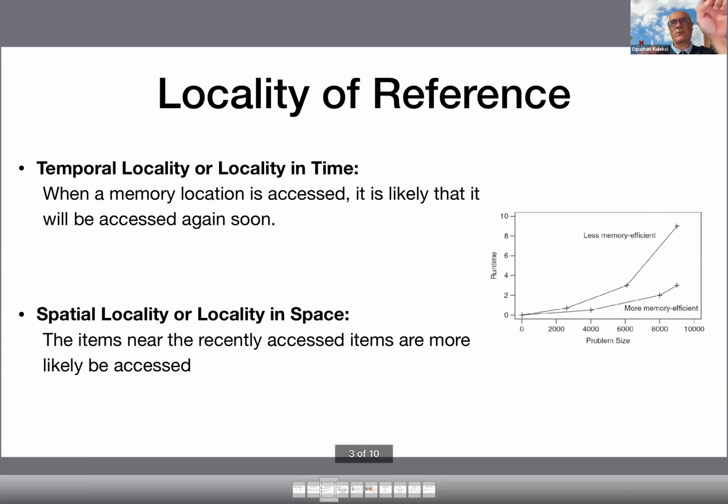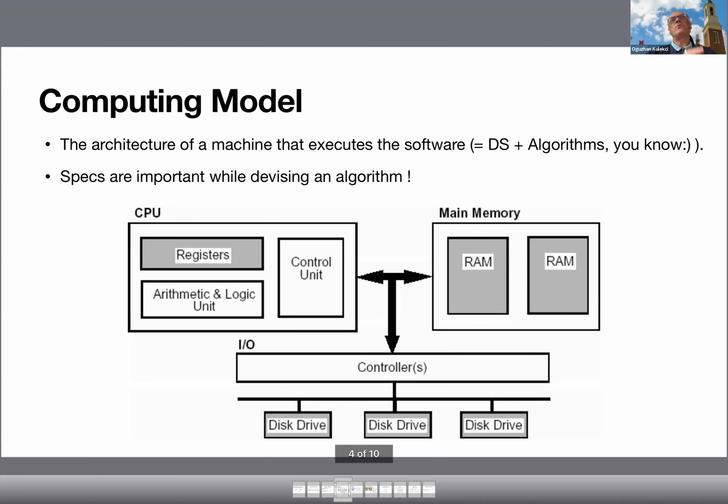If you are accessing a position, you will be accessing the items near to that position. Okay, so these are the two principles. And based on those two principles, there actually appeared a hierarchy in memory. I will tell about it very soon, but first I would like to start with the basic computing model that we are using in today's computers and while teaching that algorithms course.